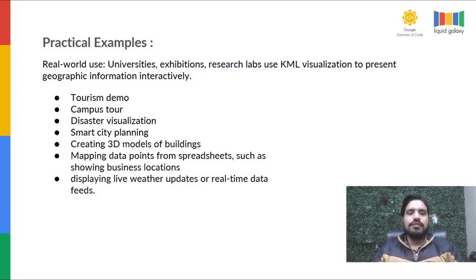So let's understand what are the practical examples where KML is used. Basically, it is used in university exhibitions, because KML is used for visualization, to represent geographic data on Google Earth. It is used in tourism demos, campus tours, disaster visualization. With the help of it we can create 3D models of buildings and it also displays live weather updates.